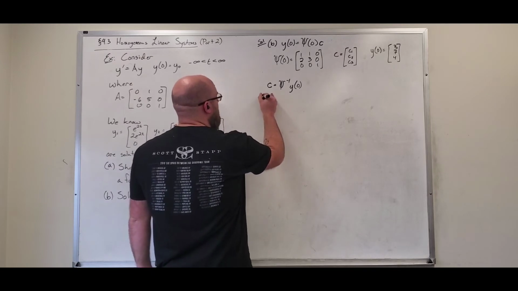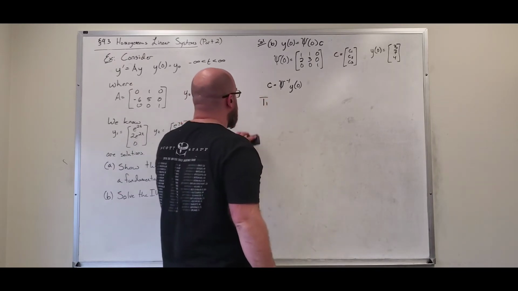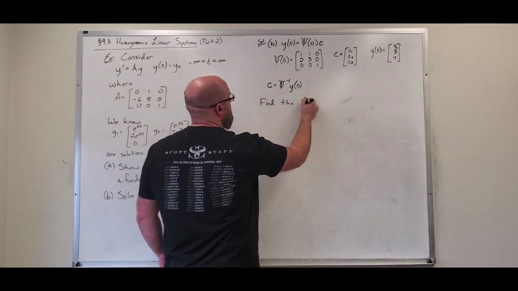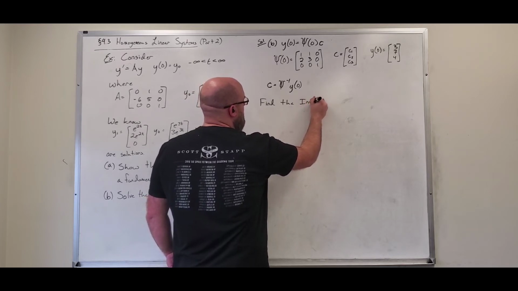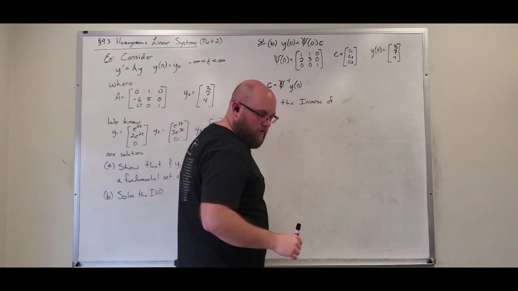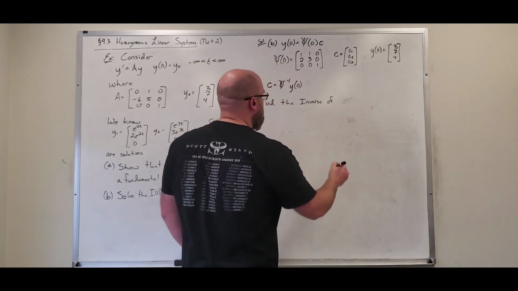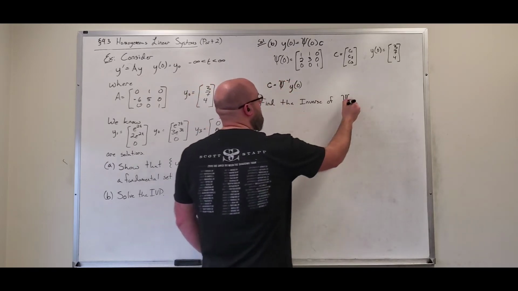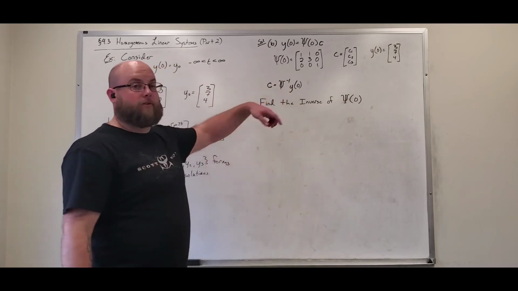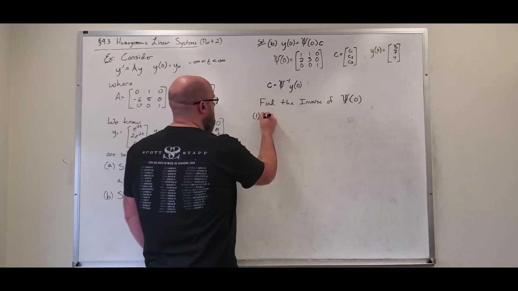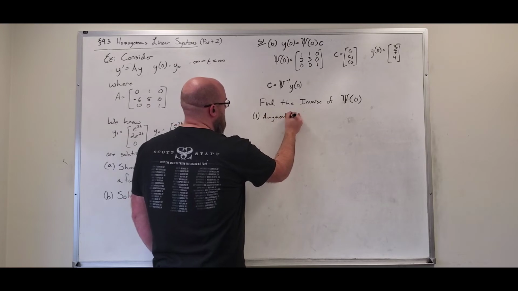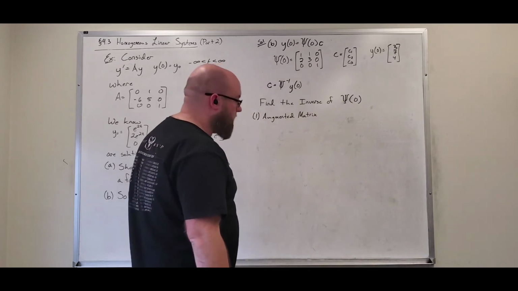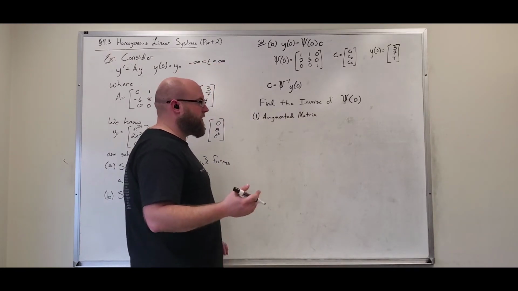So we're going to find the inverse of psi here. So there's a couple ways that we're going to do that. Okay, so psi of 0, because we need that in either situation. All right, so the first way is augmented matrix. Well, it's an augmented matrix with the identity matrix is what you do.